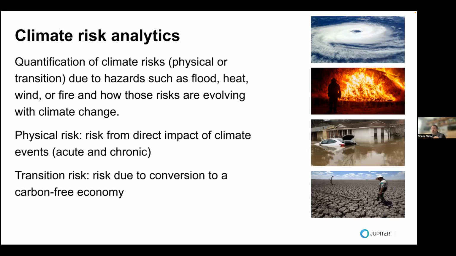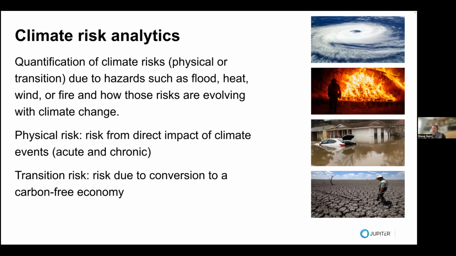We typically break that into two different parts. There's what we call physical risk or transition risk. Physical risk typically refers to the risk that is direct impact from climate events. So they might be acute events like a tropical cyclone or a hurricane, or chronic events, which is thinking about longer term impacts of, say, rising temperatures and increasing drought and things like that.